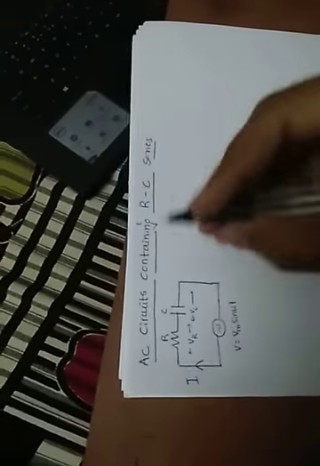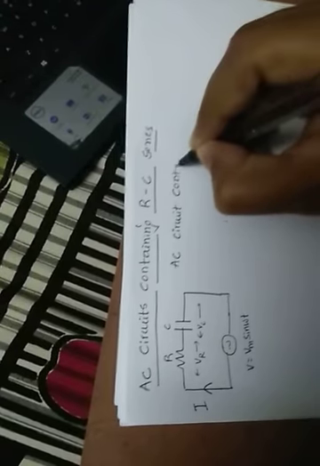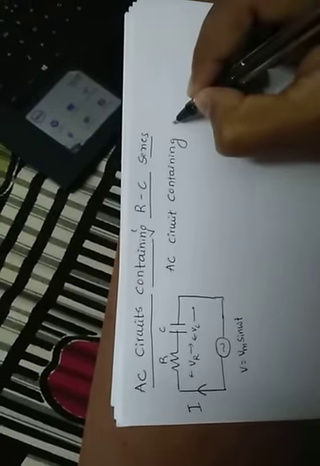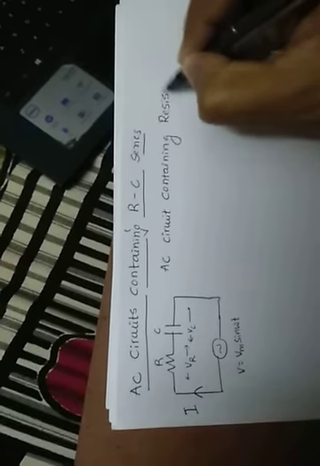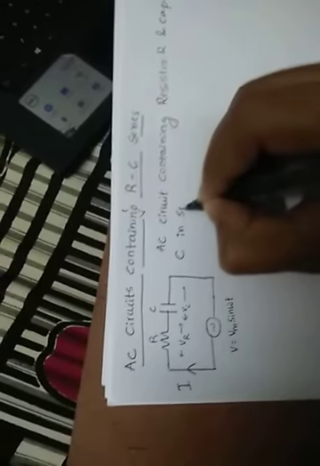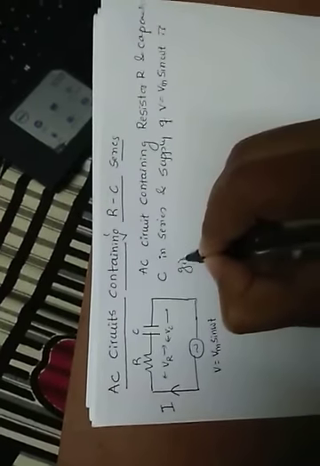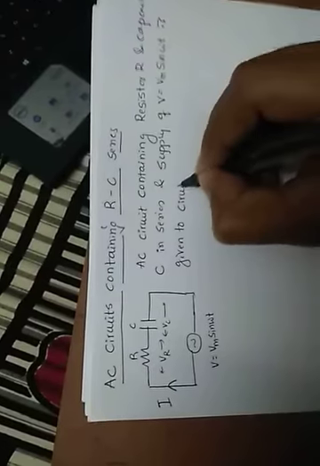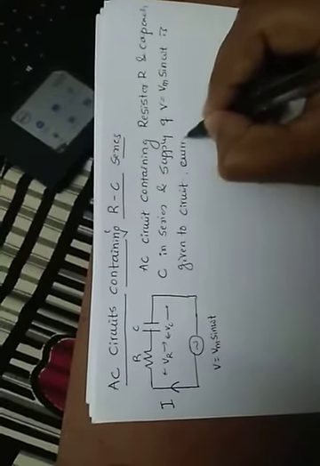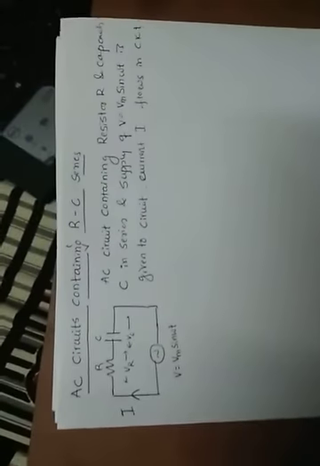Now, as we have done, what you have to write is: AC circuit containing resistor R and capacitor C in series, and a supply of V equal to Vm sine omega t is given to the circuit, and current I flows in the circuit.